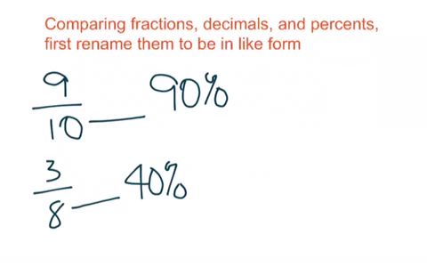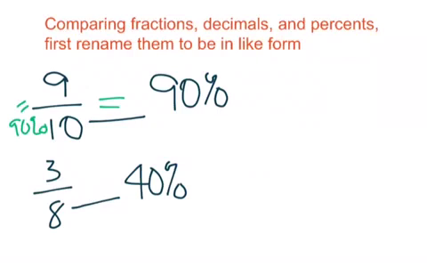Okay? Last part here is comparing fractions, decimals, and percents. If you are comparing them, they have to be in the same form. Okay? And we've seen this a little bit before. So if I have 9/10 and I have 90%. Now, obviously, I think a lot of you already know that 9 out of 10 equals 90%. So this is equivalent to 90%. So that would be equal.